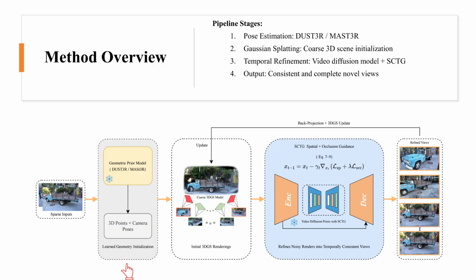Using the recovered geometry and poses, we initialize a coarse 3D scene via Gaussian Splatting. This generates an initial 3DGS model and produces renderings from multiple camera viewpoints. However, these renderings often suffer from noise, missing regions, and temporal inconsistency due to the sparsity of inputs. To refine this output, we introduce a pre-trained video diffusion model, guided by our novel module called Scene Consistent Temporal Guidance.